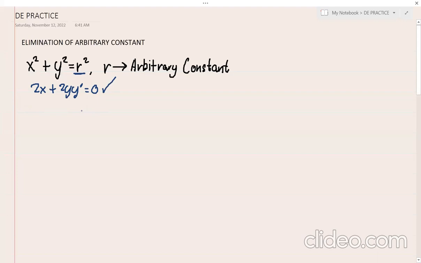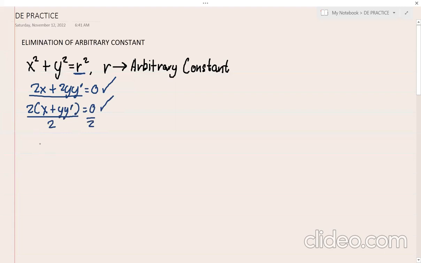Pero we can still simplify this one because in this expression sa kaliwa, the terms here, 2x and 2y, y prime, both of them are divisible by 2. So we can factor out the 2 here. So we will have 2 times quantity x plus y, y prime is equal to 0. Ayan. Then, pwede naman to as your final answer. No problem naman. Pero kung gusto mong matanggal si 2, you can divide both sides by 2.